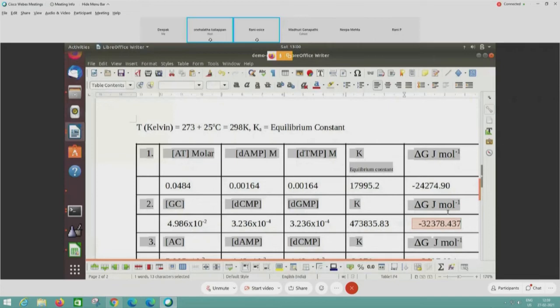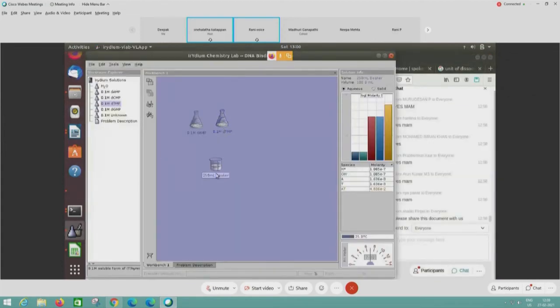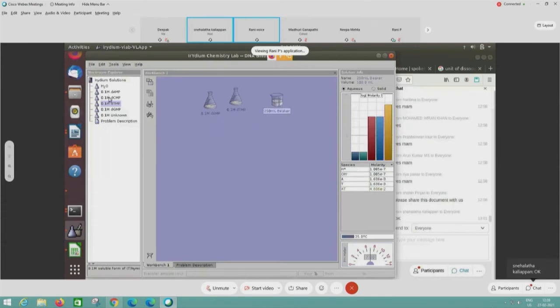Often than not in biology, in real life, we will have other base pairing also, such as AC or TC, for which we can calculate what their free energy change and equilibrium constant are. We will do one of the other examples too. Let's go back to the VLab interface. I will put these aside. We will take C.